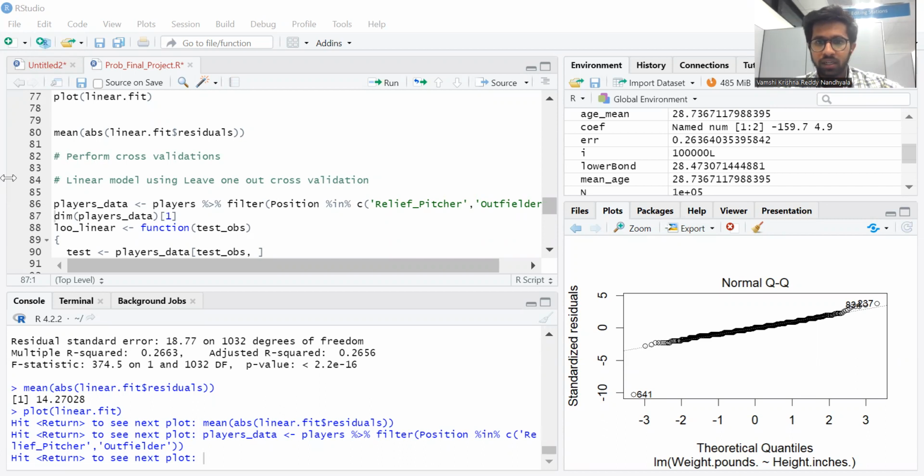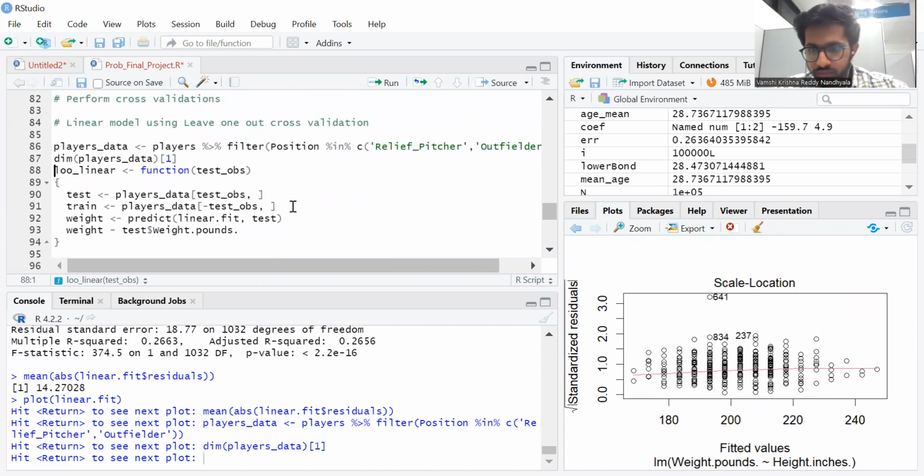And if you check other graphs, scale location, fitted values versus standardized residuals. So this is also a similar kind of thing where we are plotting the graph against the standard deviation of standardized residuals. Here you could see everything is the same as previous, and the model is performing good from here as well.